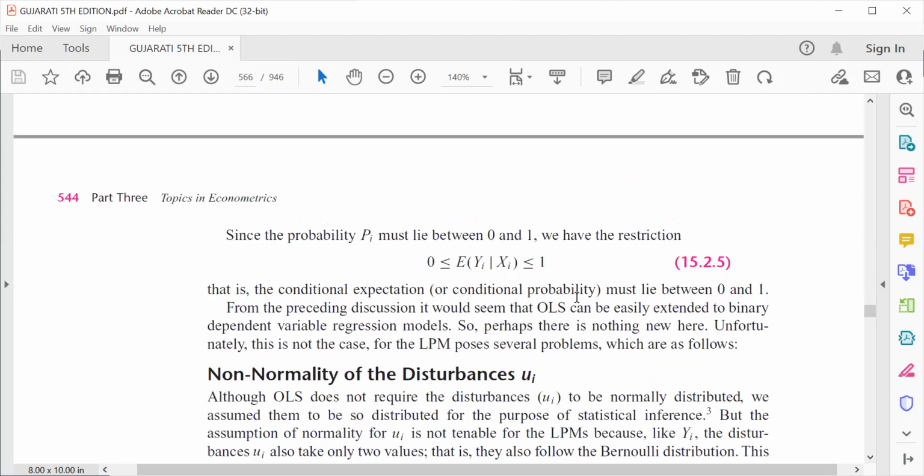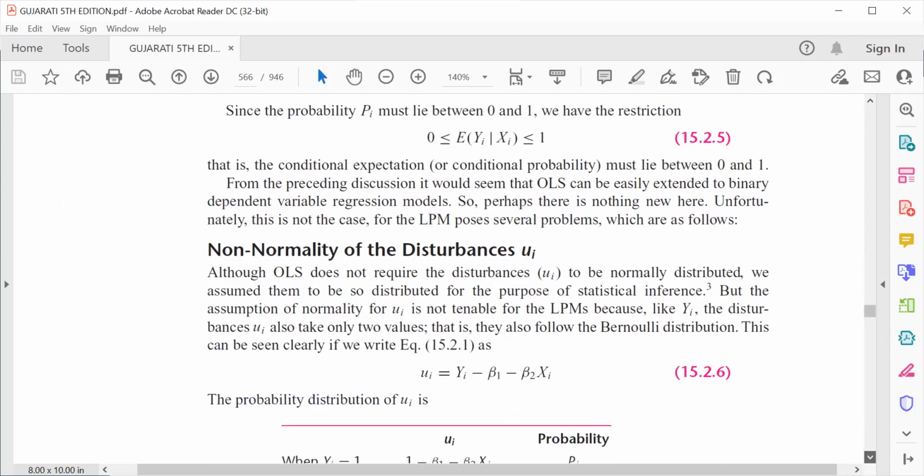Since the probability pi lies between 0 and 1, the conditional expected value of Y given X must go from 0 to 1. From the preceding discussion, it was seen that OLS can easily be extended to the binary dependent variable regression model. So we have to transform the equations with some calculations.